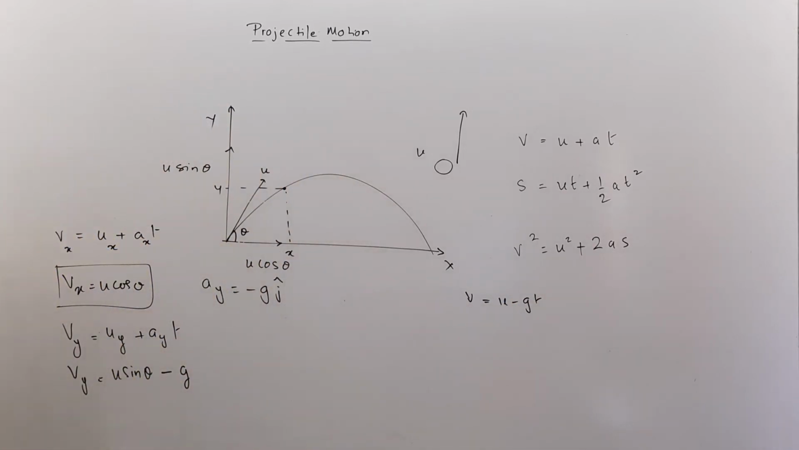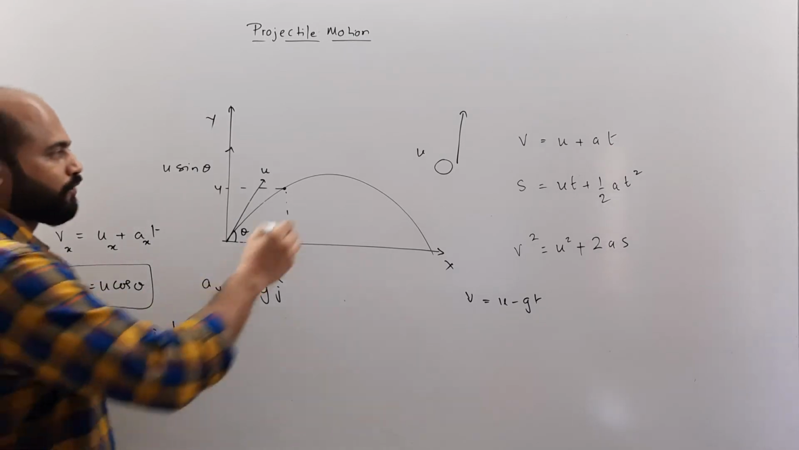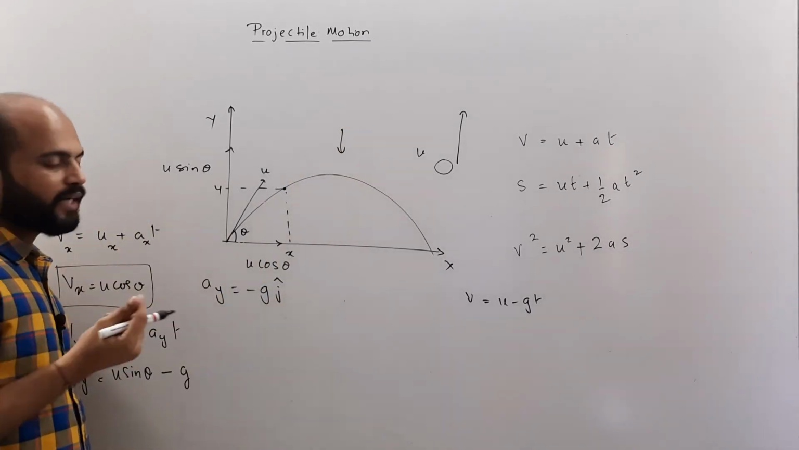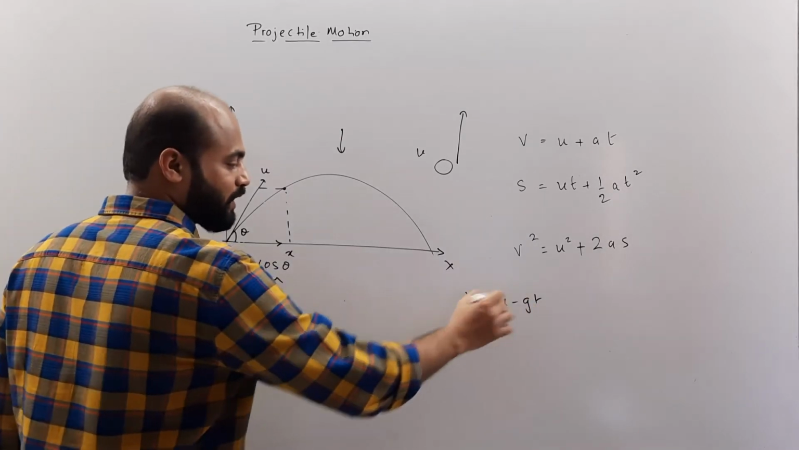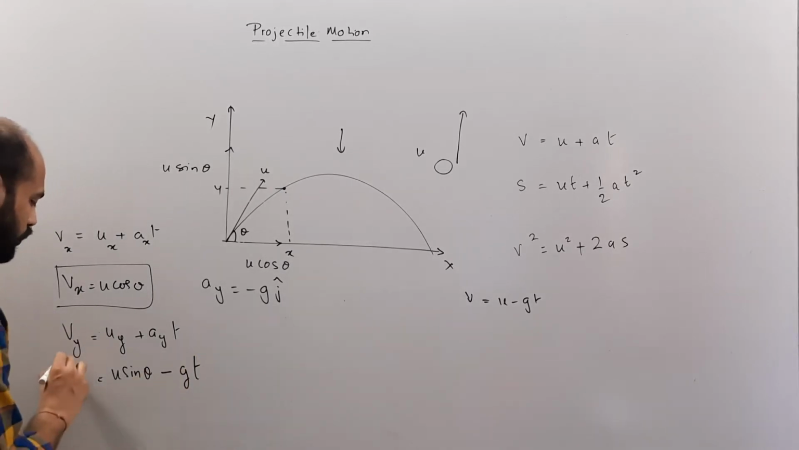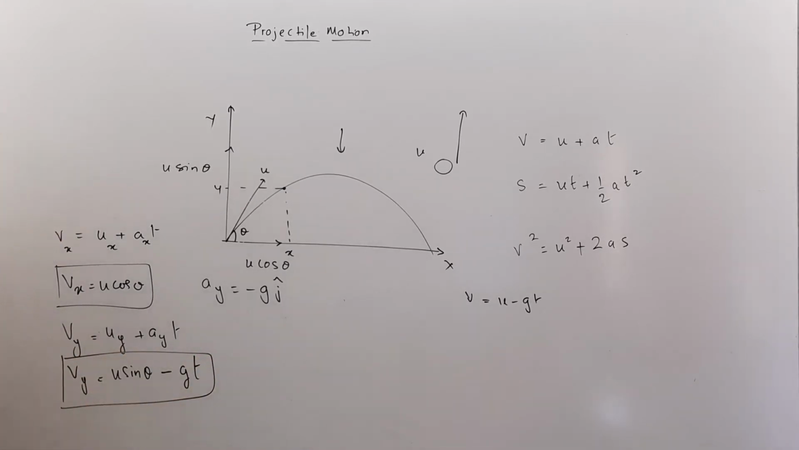because gravity is acting downwards. The direction of acceleration is this way and we are throwing it on top. So definitely this is against gravity. That is why we are writing minus g. So this is going to be minus gt. So this is what is going to be Vy.